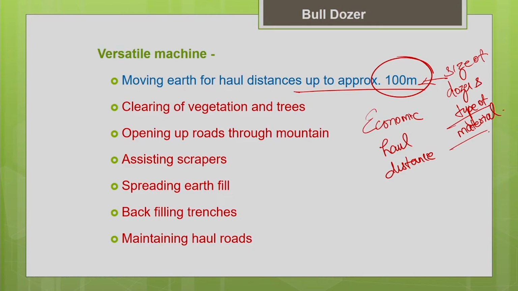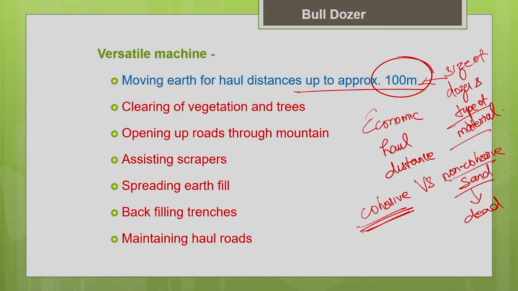Similarly, it also depends upon the material which the bulldozer is going to push. Some materials are cohesive, some are non-cohesive. Generally, the bulldozer can push a cohesive material more easily when compared to a non-cohesive material like sand, because a cohesive material can easily roll in front of the blade. So it is easy to push, but sand will remain like a dead material and won't roll easily. So pushing sand is a little difficult with the bulldozer, and in that case your haul distance will get reduced.